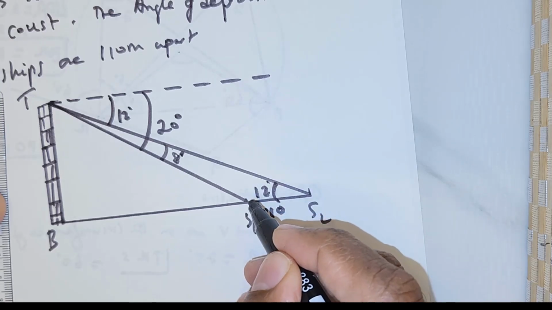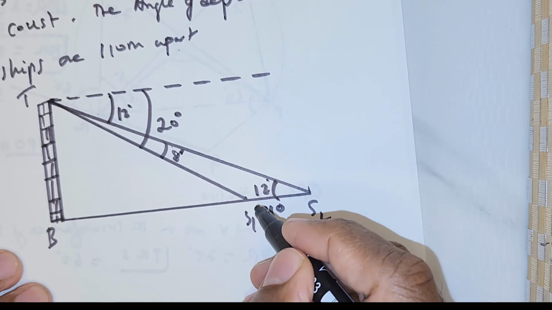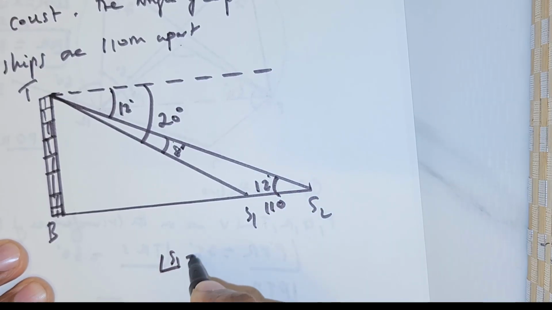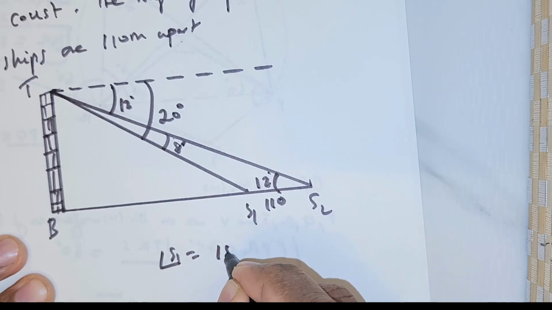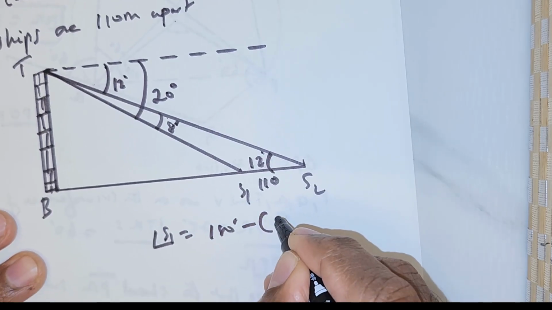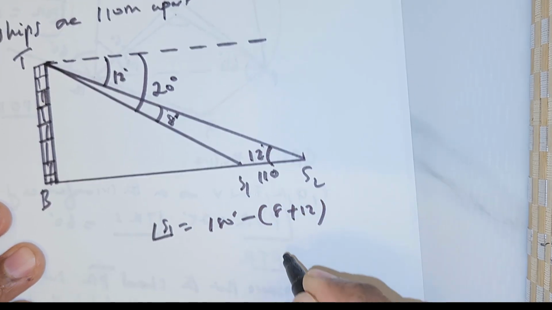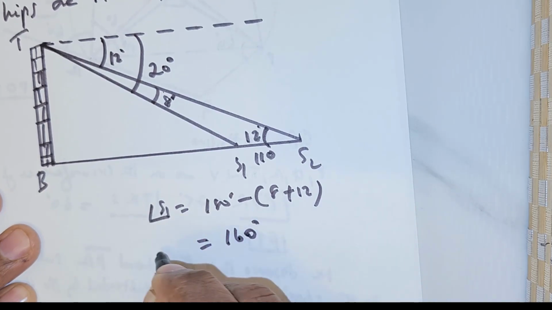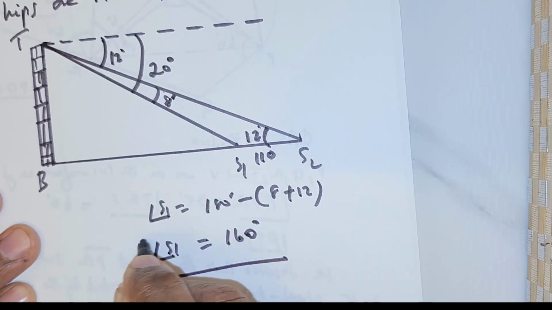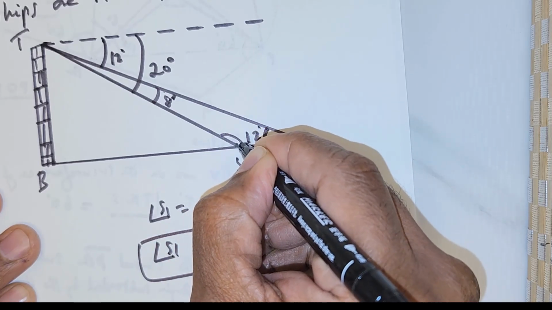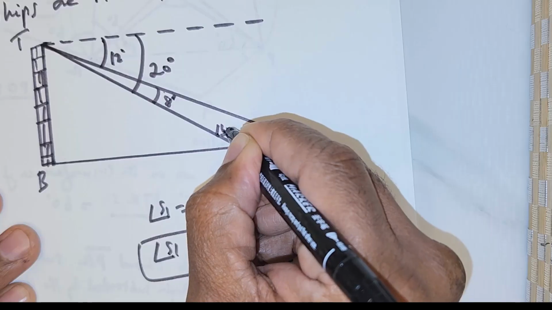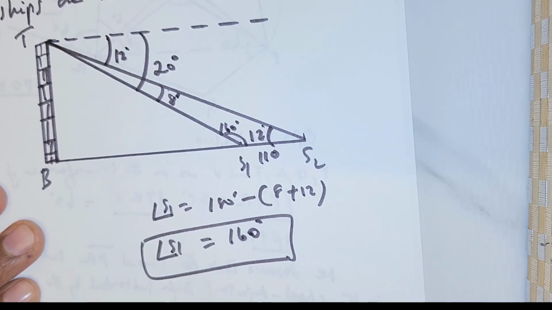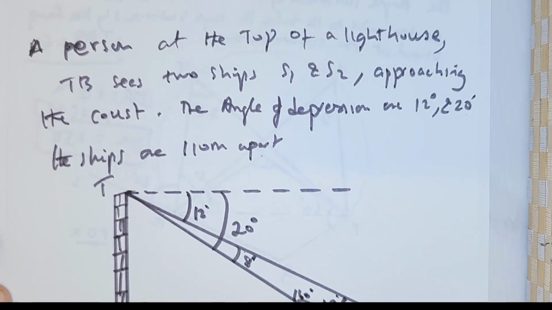Now let's also calculate this angle at S1. So angle S1 is going to be, from 180 degrees we subtract 8 and 12, so that is going to give us 160 degrees. So this angle is 160. Okay, so that is for the diagram.